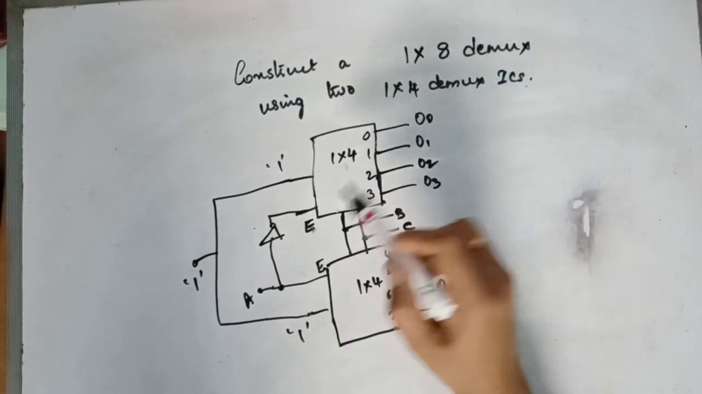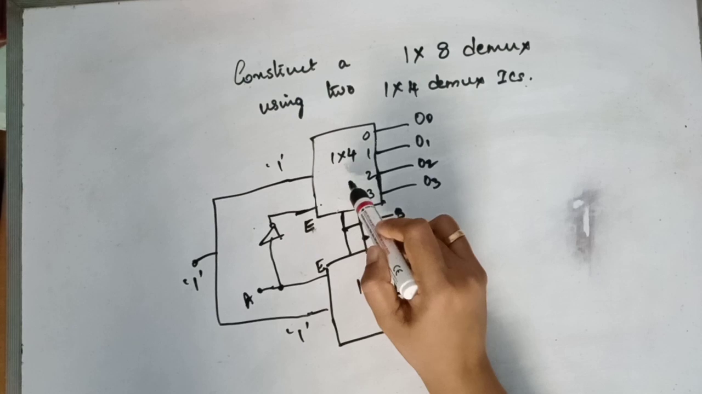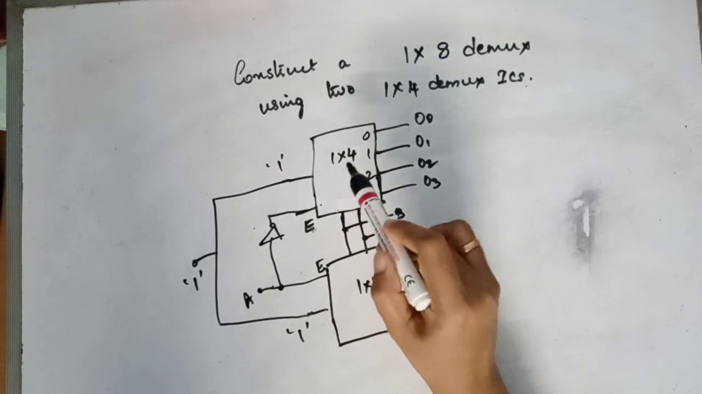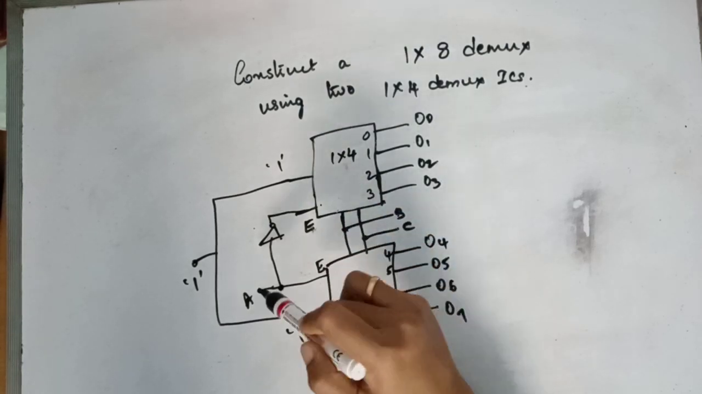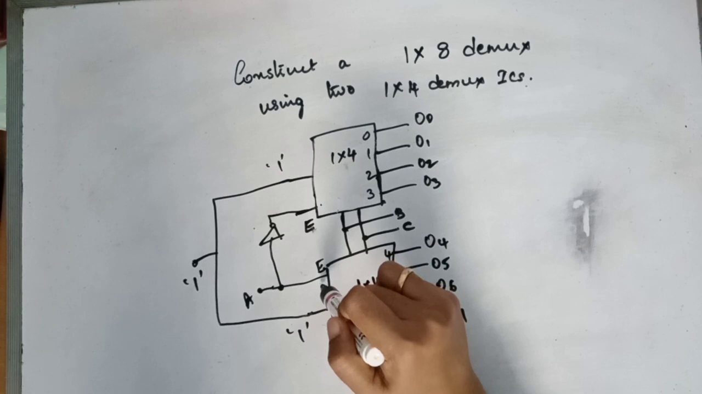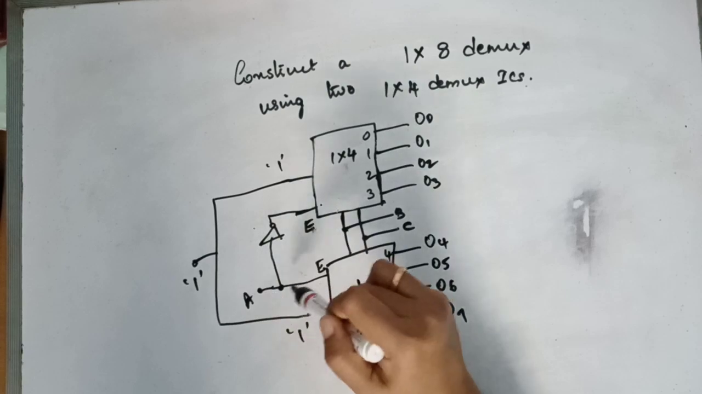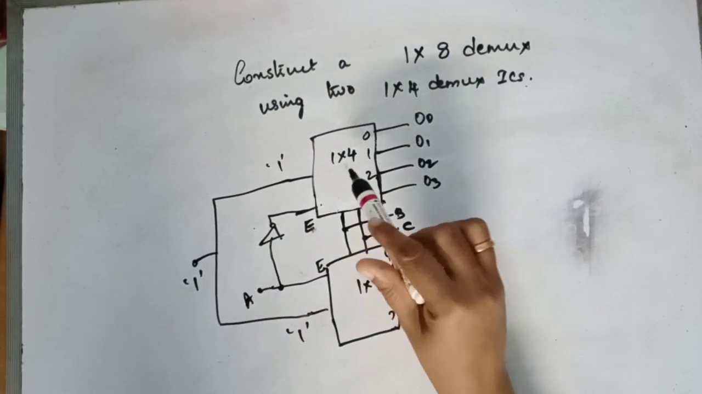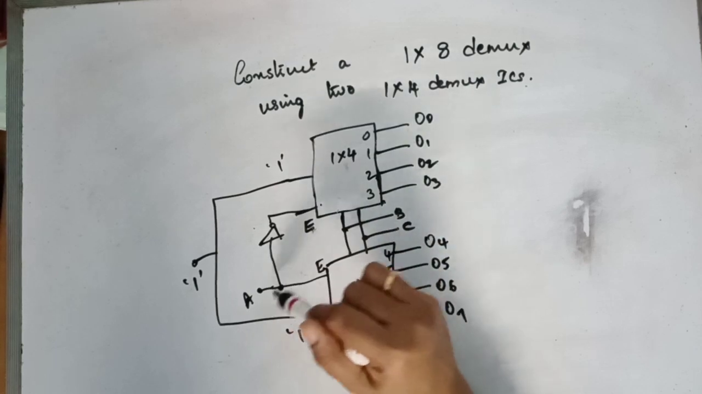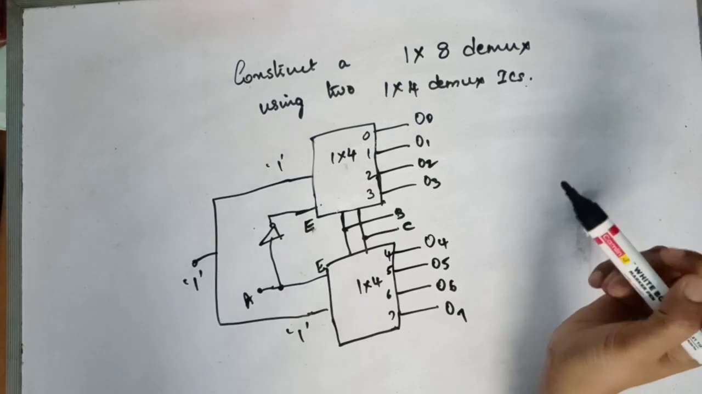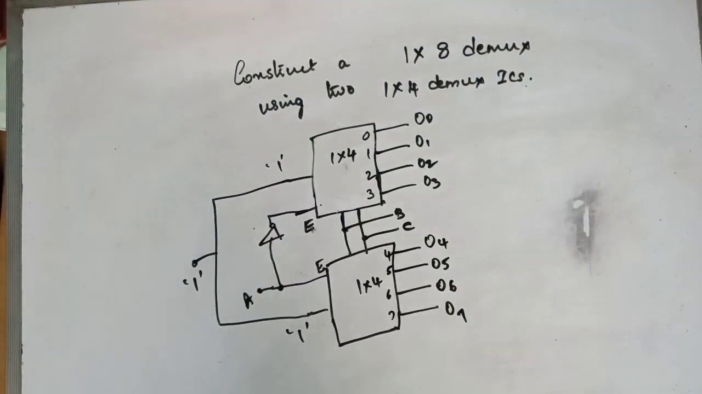In the case of mux, we gave A directly to the first IC because we wanted A to be 0 to make the first IC work. Here the enable pin is active high, so you are giving A to the second IC because when A is 0, you want this to be inactive and you want the first IC to be active. So A bar is given to the first IC. Yes. So that is how you construct a bigger demux from smaller demux ICs.